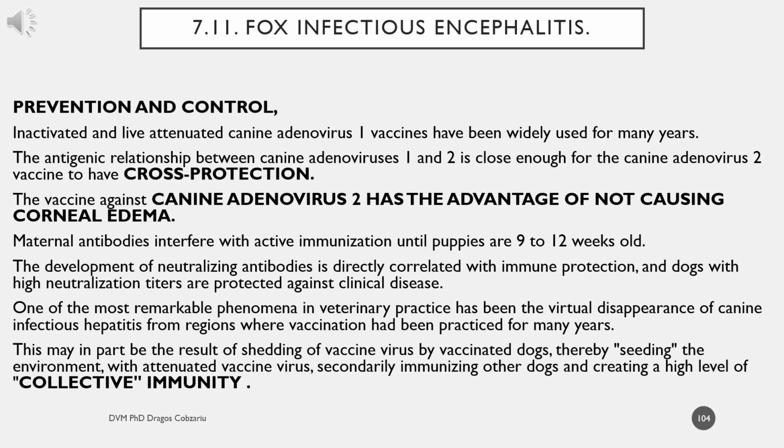The development of neutralizing antibodies is directly correlated with immune protection, and dogs with high neutralization titers are protected against clinical disease. One of the most remarkable phenomena in veterinary practice has been the virtual disappearance of canine infectious hepatitis from regions where vaccination had been practiced for many years. This may in part be the result of shedding of vaccine virus by vaccinated dogs, thereby seeding the environment with attenuated vaccine virus, secondarily immunizing other dogs and creating a high level of collective immunity.